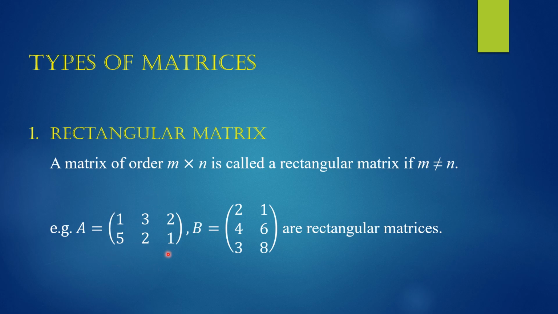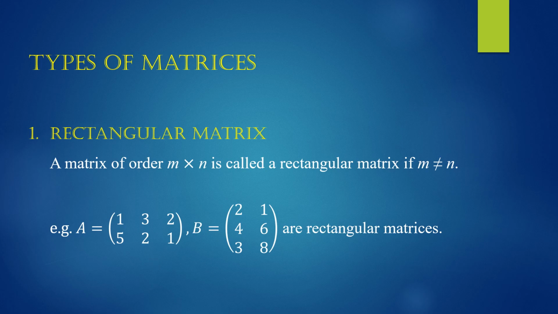So there are 3 columns and 2 rows, that is, m and n are unequal, so it is seen in the shape of a rectangle, therefore it is a rectangular matrix. Again, in a similar manner, here the number of rows is 3 and the number of columns is 2, so rows and columns are not equal here also, and therefore this is also in the shape of a rectangle, and these are actually rectangular matrices.